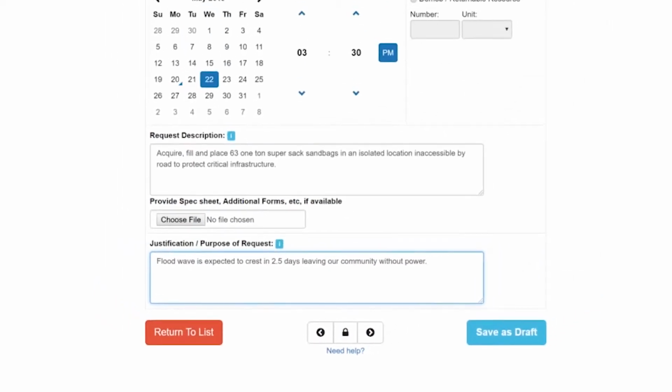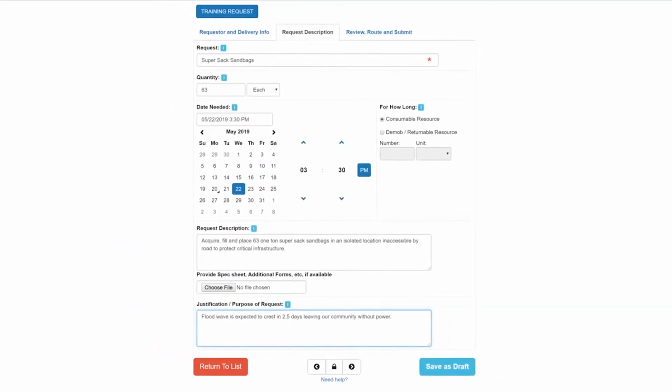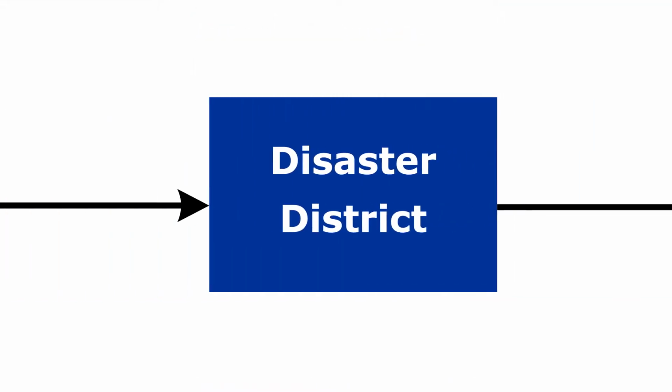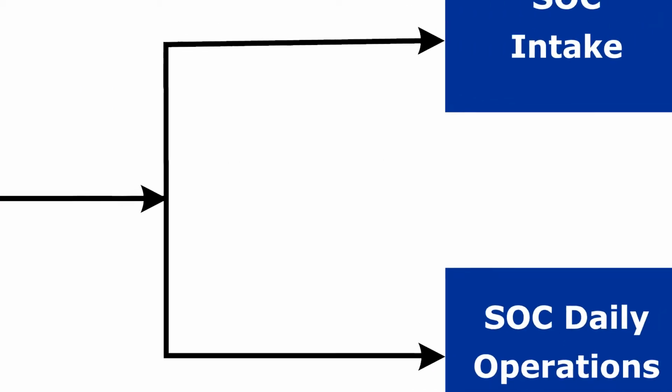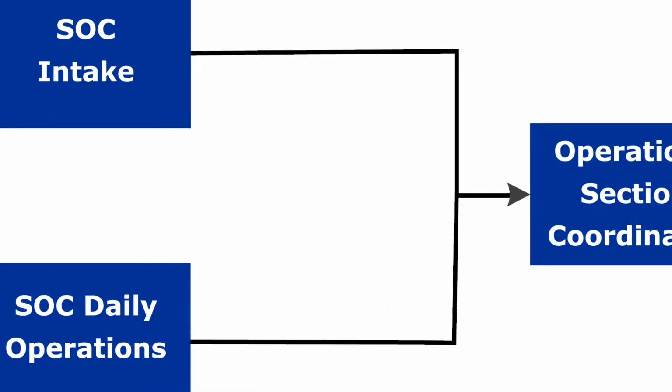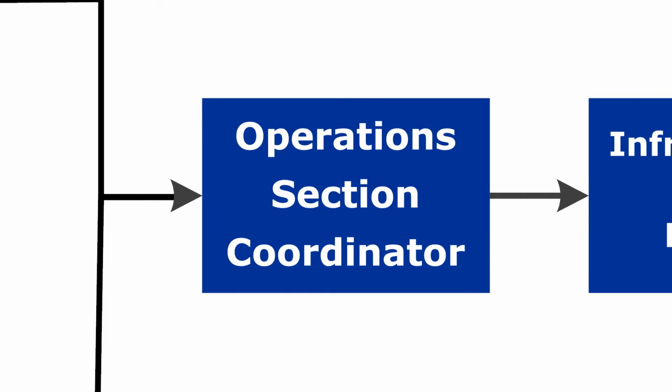Our request has been submitted in WebEOC and the S.T.A.R. process begins in the SOC. The first stop is either with daily operations or at SOC intake at the logistics table in the State Operations Center based on activation level. Once it is determined that the essential elements of information are complete and accurate, our S.T.A.R. is routed to the Operations Section Coordinator.